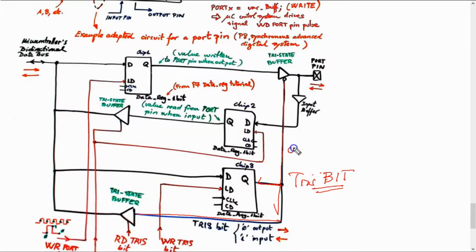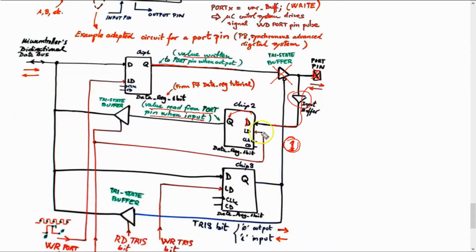So look at this. If you are saving a 0 here, this gate is going to be on, and so this register is going to supply data to the port. But if you are saving a 1 here, this gate is going to be blocked. So this value is going to be kept here, and it's not going to reach the port pin. On the other hand, the port pin can be read by means of this buffer, and the data is copied to the Q. So here you have the value that is read from the port pin when it is input, and it is input when you have a 1 in the TRIS bit.